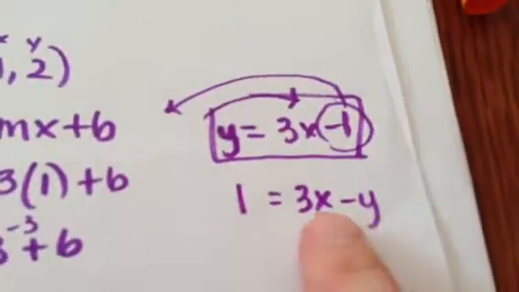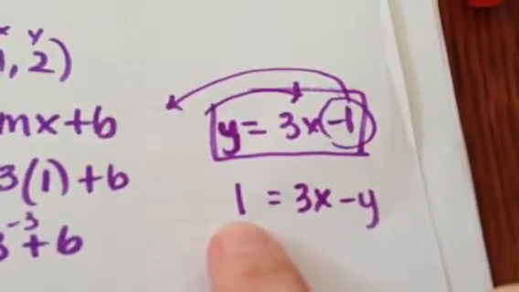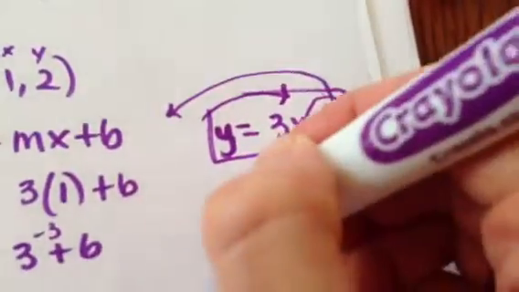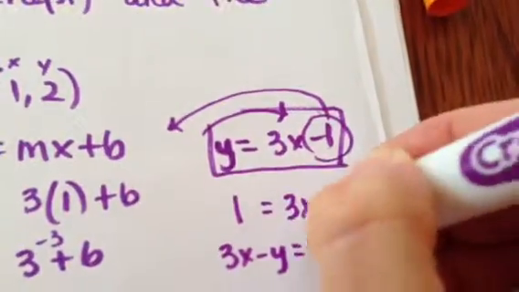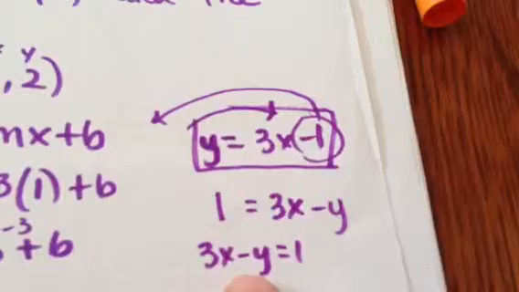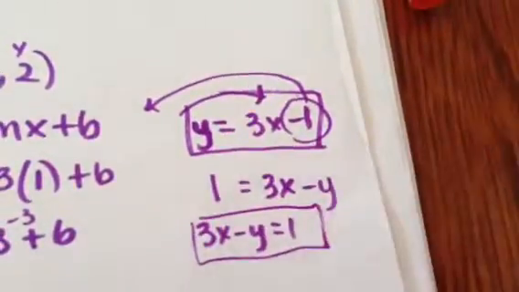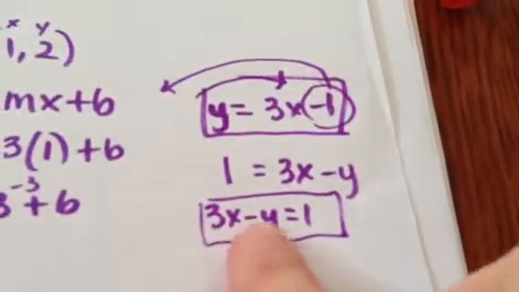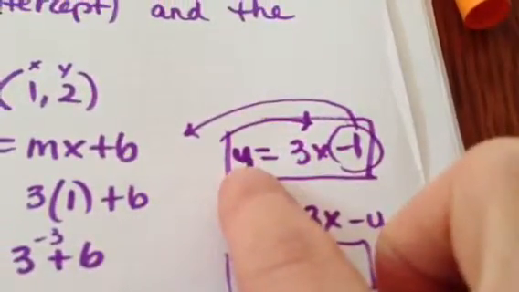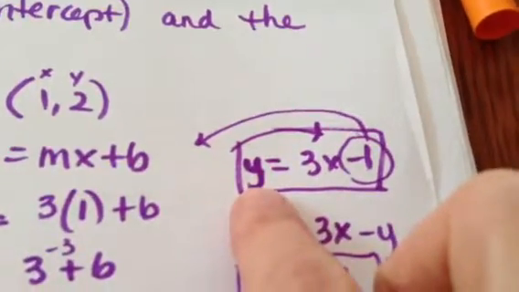Now this is in standard form because you have your x and y on one side, and the constant, the number, on the other. If you don't like to look at it like that, you can write it like this. It's the same difference: 3x minus y equals 1. So this is in standard form. This is standard form when you have your x and y on one side. This is slope-intercept form. This is my favorite form. Notice you have to have the y all by itself.